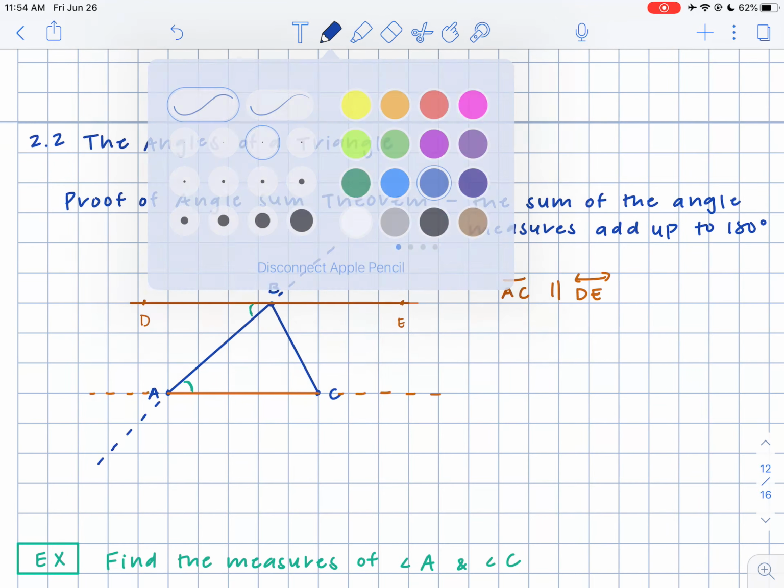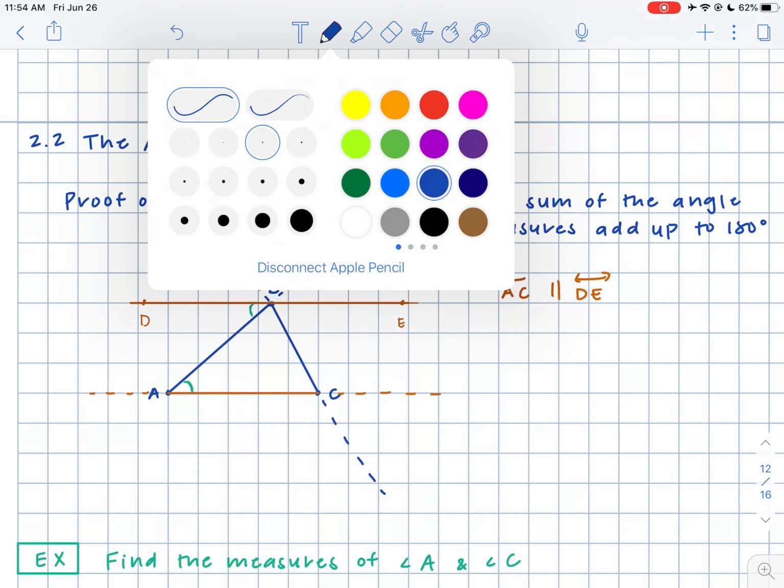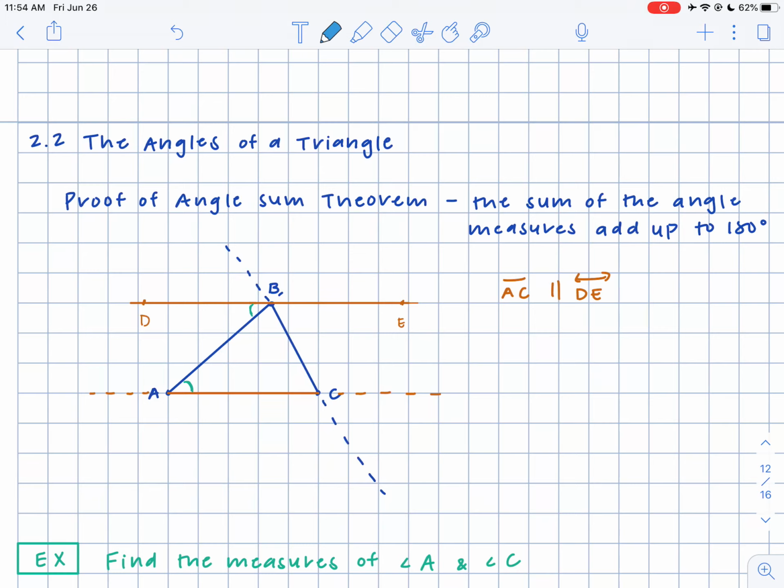Okay, what else do we notice? Well, segment BC is also a transversal if it continued on. Remember, a transversal cuts through parallel lines, okay? And again, going back to our special pairs of angles, we also see another pair of alternate interior angles. So this exterior angle is actually congruent to angle C.